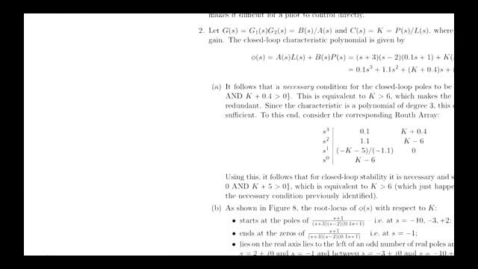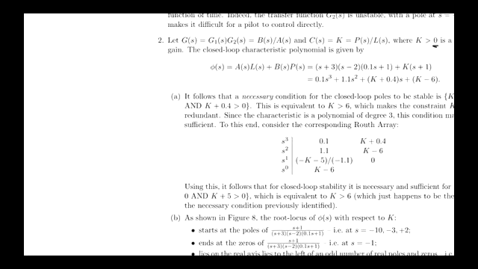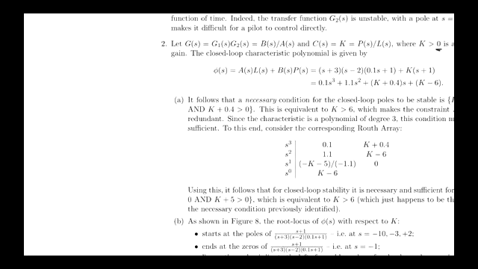The other way is to say, well, my characteristic polynomial looks like 0.1 s cubed plus 1.1 s squared plus (k + 0.4) s plus (k - 6), equal to 0. So the closed loop poles are values of s that satisfy this equation. They will be the same values of s that satisfy this equation.